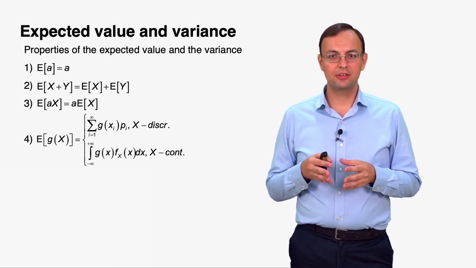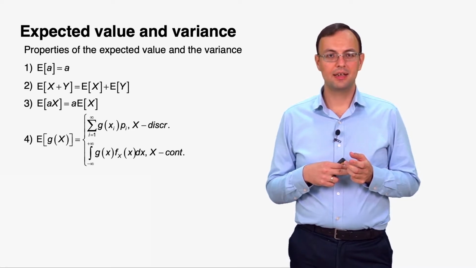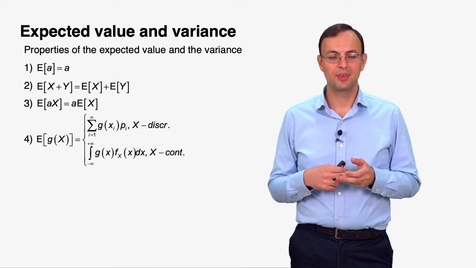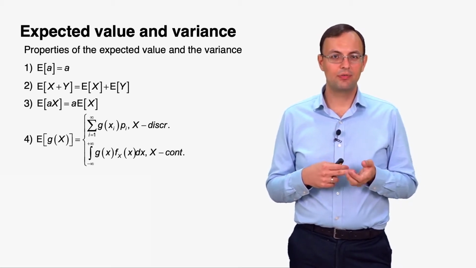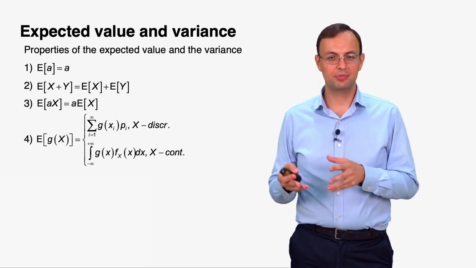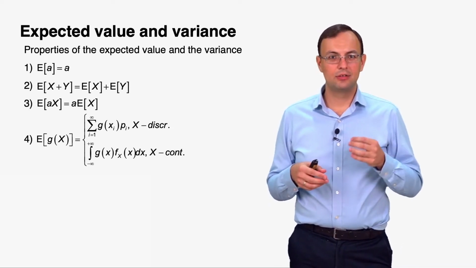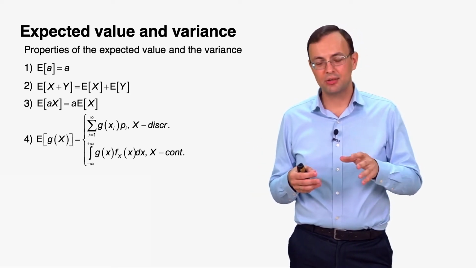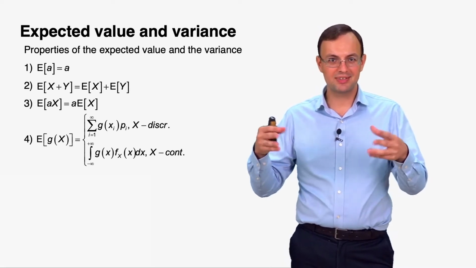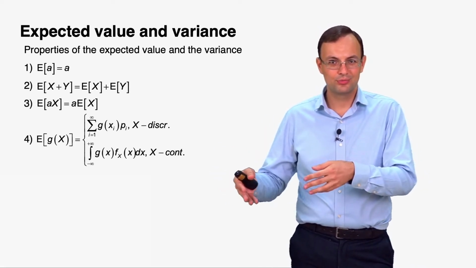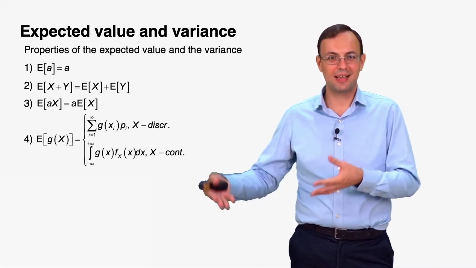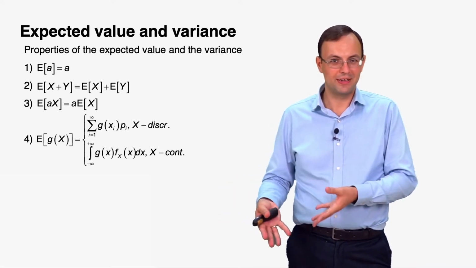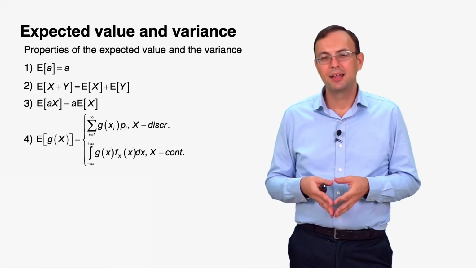So here, a is a non-random number, and X and Y are both random variables. You can see that the expected value of a non-random number is equal to this number itself. And what is a non-random number? It's a number that does not depend on the outcome of the experiment. So every time the experiment is done, this number takes the same value. It is equal to itself every time. So that is why its mean value is equal to its own value. It simply doesn't change.